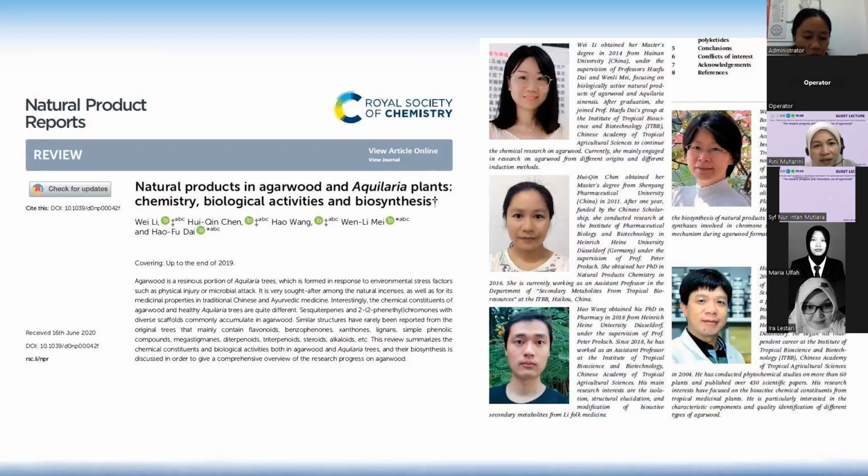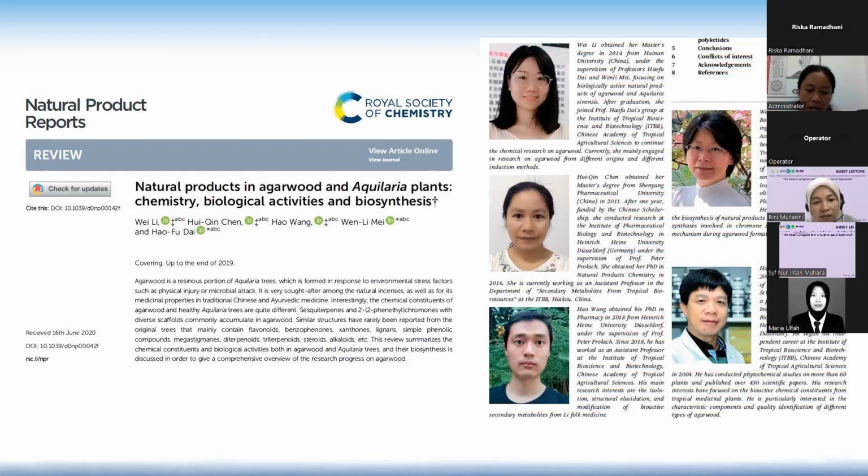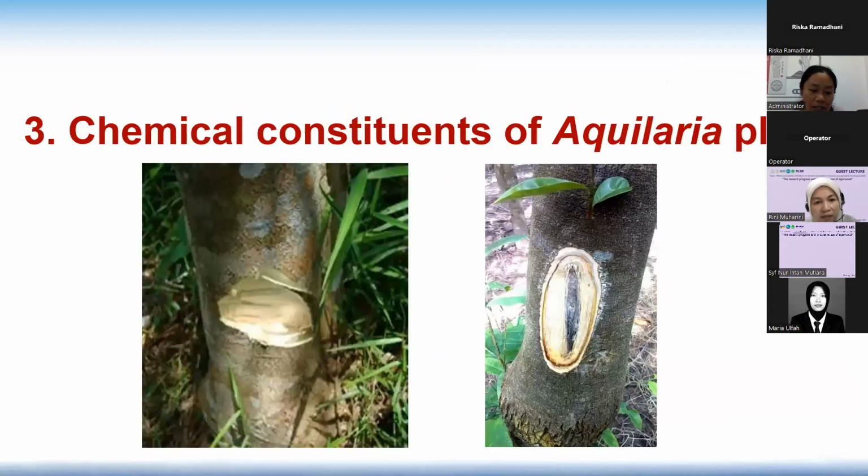Not only the chemical structures, we also study the bioactivities of the compounds and find some that have very interesting bioactive structures. And one of them we are synthesizing now. By studying, we already know that the sesquiterpenes and 2-(2-phenylethyl)chromones are the 2 main chemical compositions in agarwood.